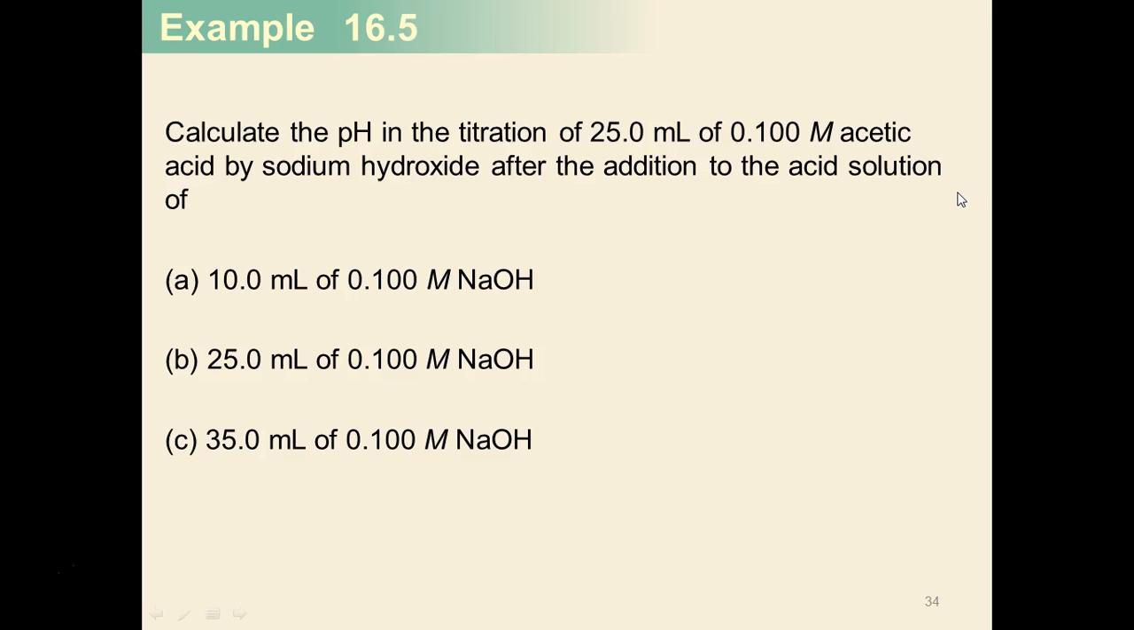So let's work through a problem with a weak acid, strong base titration. We're going to calculate the pH at 3 points of this titration, titrating 25 milliliters of known acetic acid.